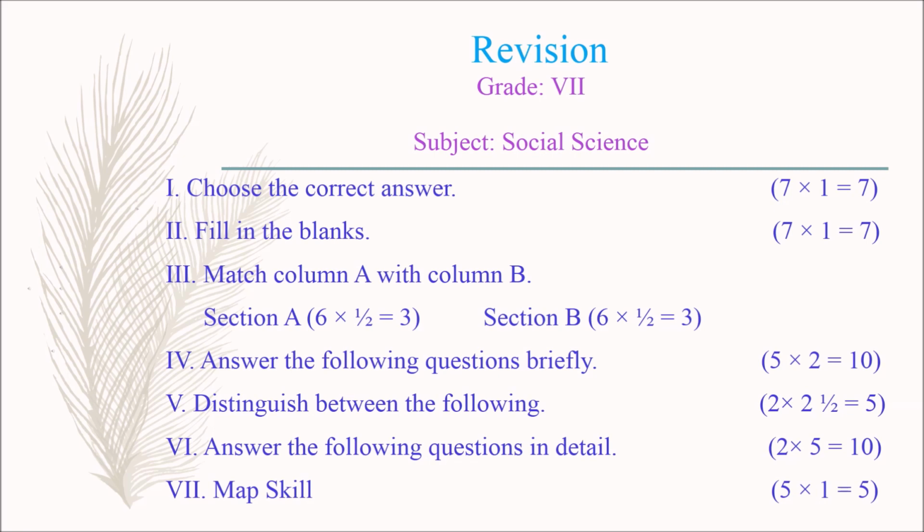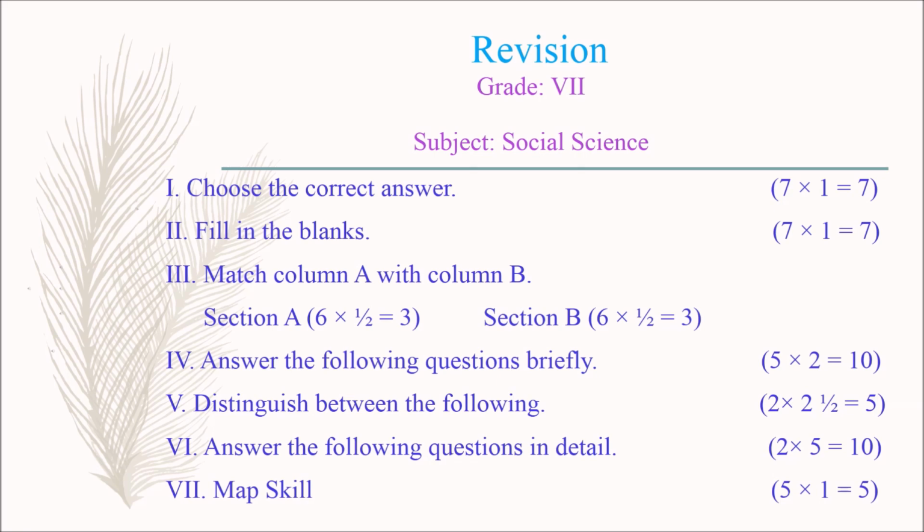Roman letter 3, match column A with column B. In section A, you will have 6 questions. In that, each question carries half mark. So totally 3 marks for section A. Likewise, in section B also, you will have 6 questions. In that, each question carries half mark. So totally 3 marks for section B.